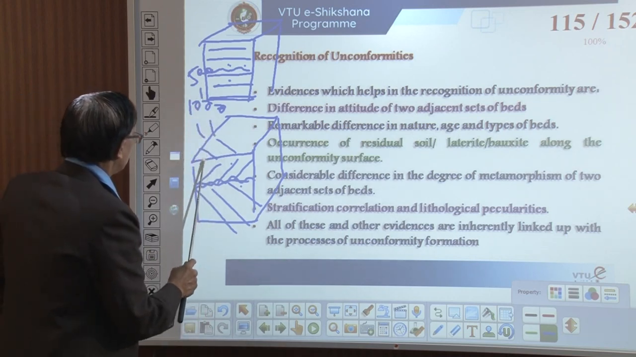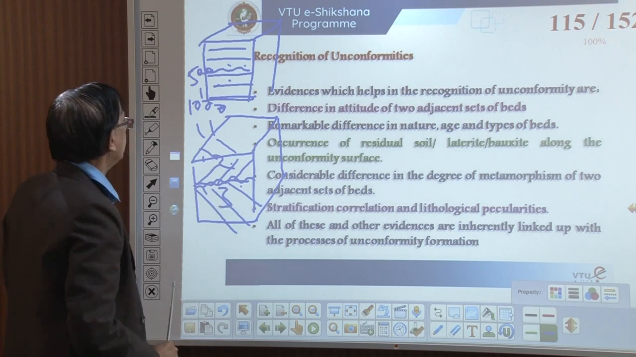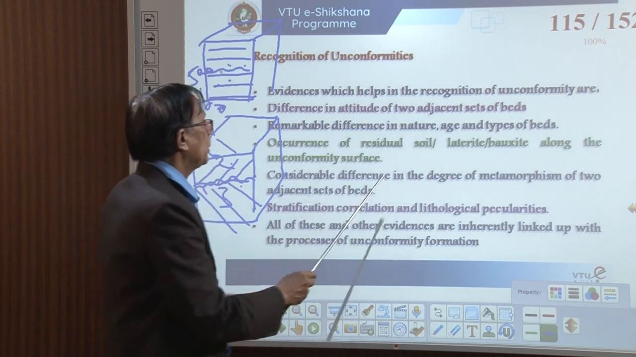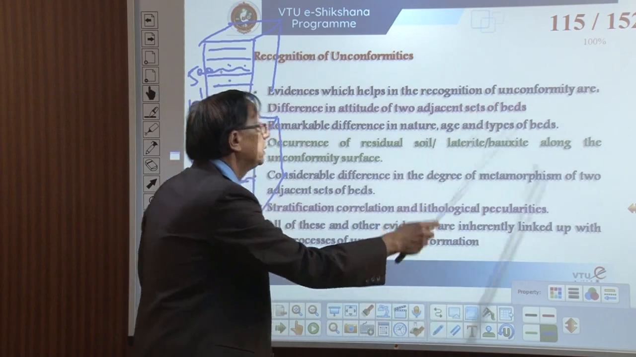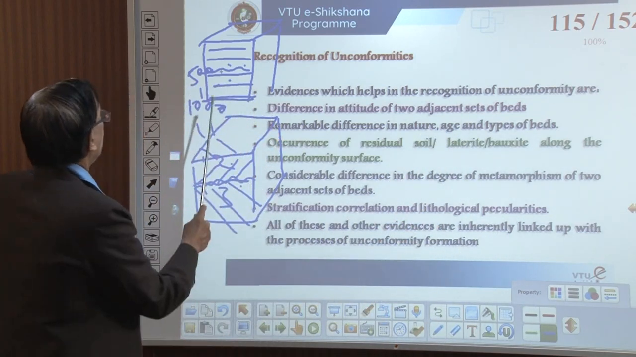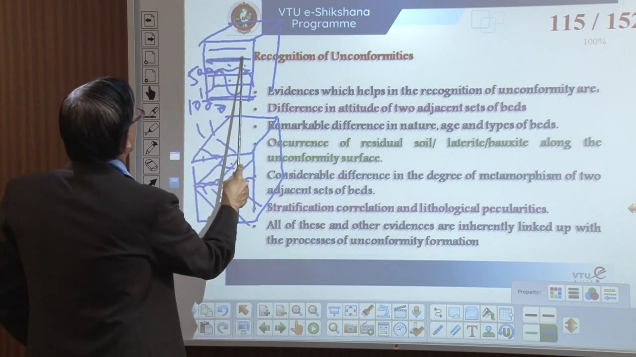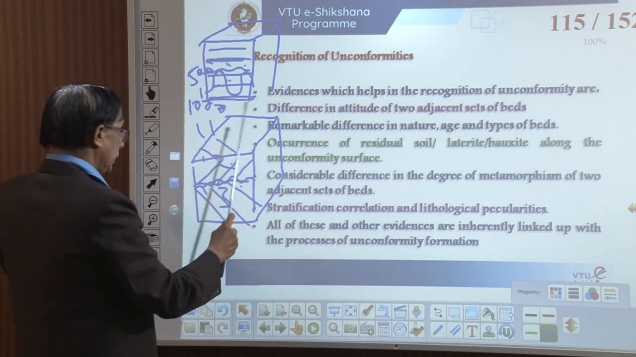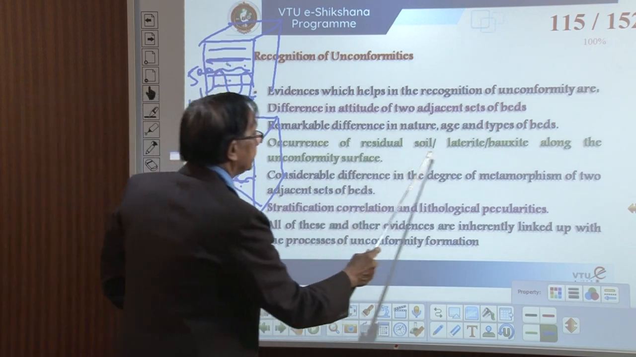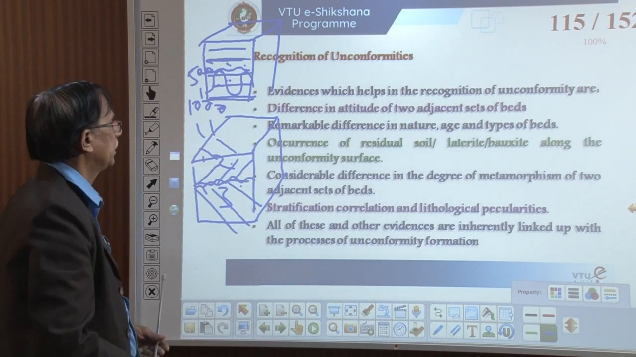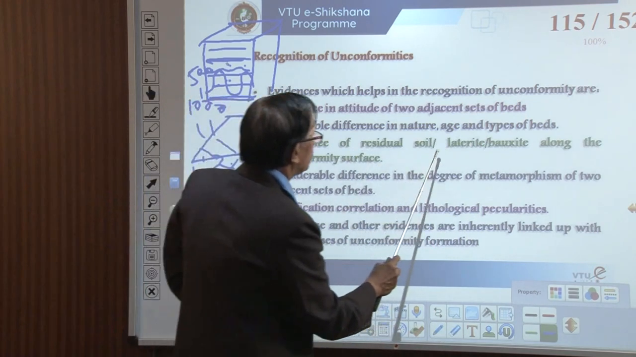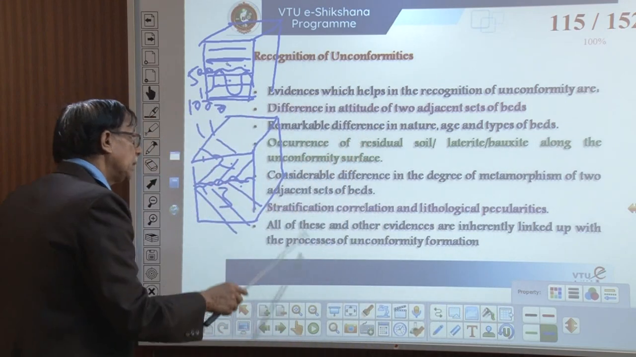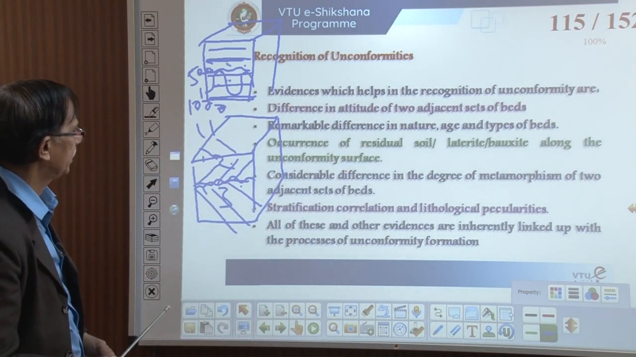Why 1100 million year rocks, 1200 million year rocks, 1300 million year rocks, all continuous, but all of a sudden we have a gap. A sudden gap and change in the age of the rocks, or in the type of folds, here no folds at all, or here one type of fold, here another type of fold, then we have the chances of the presence of unconformity. Occurrence of residual soil, laterite, bauxite, as I have just mentioned, is another indication of unconformity.